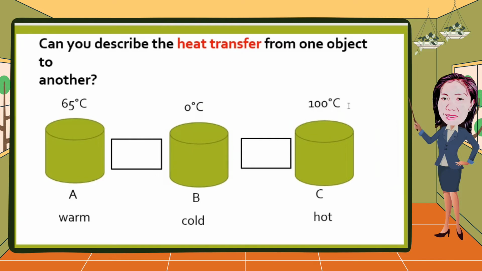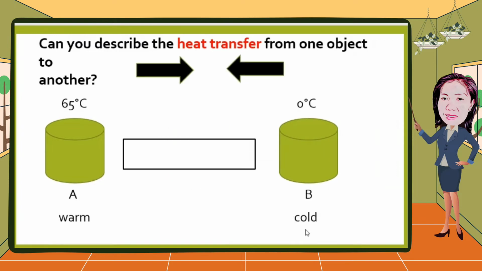Okay, this is an example of how heat transfer occurs. We have three objects. The first, object A, is 65 degrees Celsius. Object B is 0 degrees Celsius. And object C is 100 degrees Celsius. So object A is warm, object B is cold, and object C is hot. My question is, can you describe the heat transfer from one object to another?